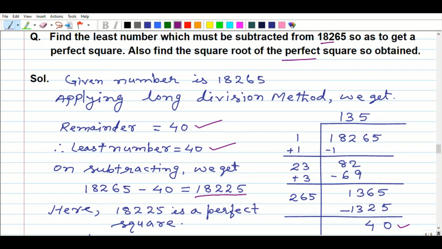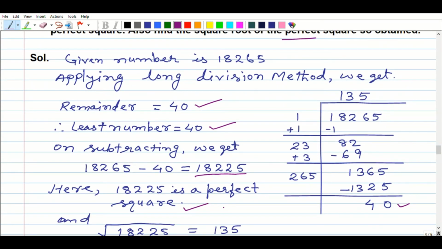Here 18,225 is a perfect square, right? And the square root of 18,225 is equal to 135. The quotient of 18,265 after doing the long division method to find the square root, so subtract 40, you get it. Yes, it is very easy to identify. 135 must be the square root of 18,225.